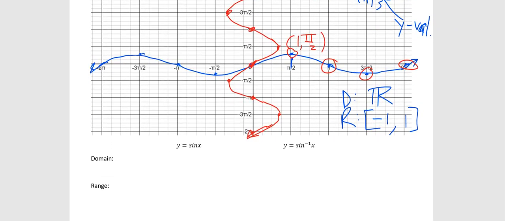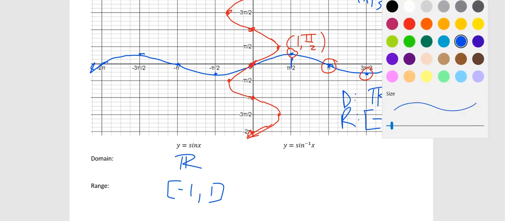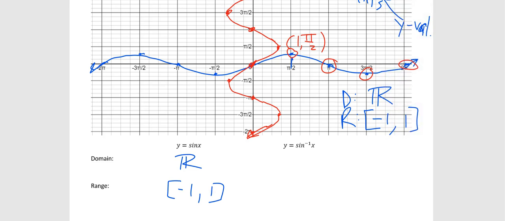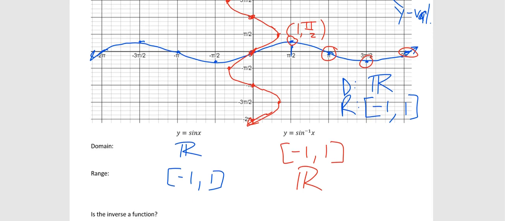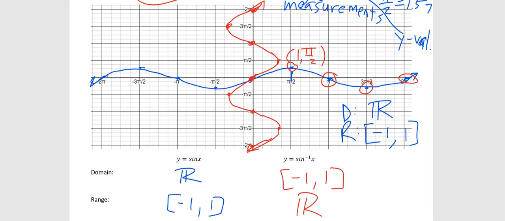Okay? So we kind of have already done, in blue, we already wrote that up there, so we had all reals for this one, and negative 1 to 1. What about the domain and range of the inverse? What's the domain for the inverse? Negative 1 to 1. And what about the range? All reals. Oh my goodness, it looks like they just switched. Why does it look like they just switched? Because they did. That's right. The x's and y's reversed, so that makes sense why the domain and range are switched.